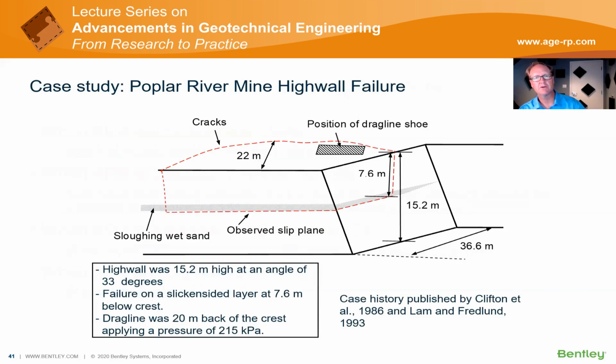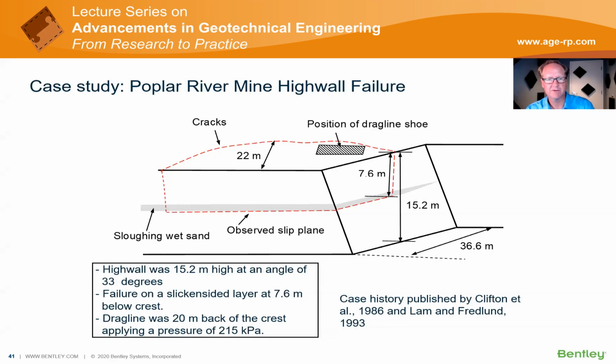So how does this play out in a typical analysis? Let's look at one case study, the Poplar River Mine highwall failure. It's well researched. It was first published by Clifton and others in 1986 and Lamb and Fredlund in 1993. To describe the problem, there was a drag line at a mine site, situated about 20 meters back from the crest. They were operating the drag line, pulling material up the side slopes, and they noticed cracks forming behind the drag line.